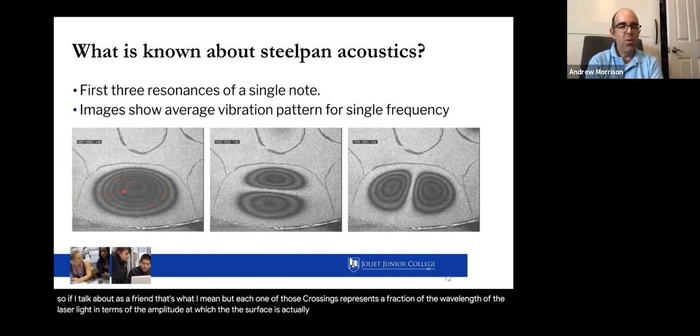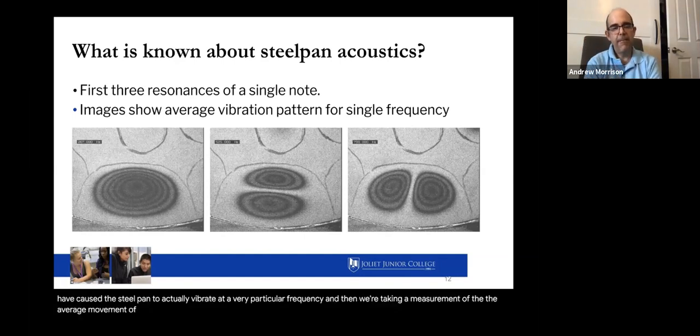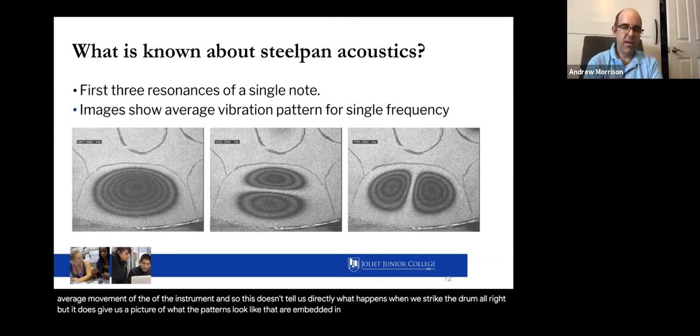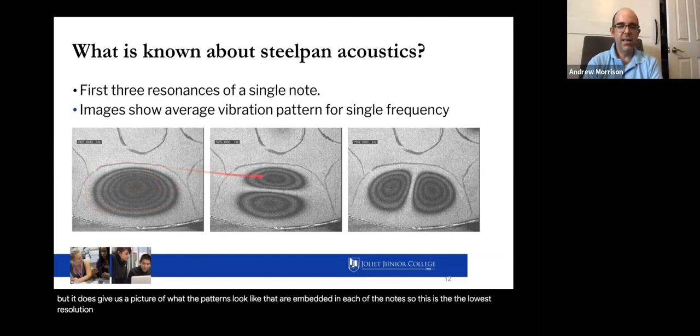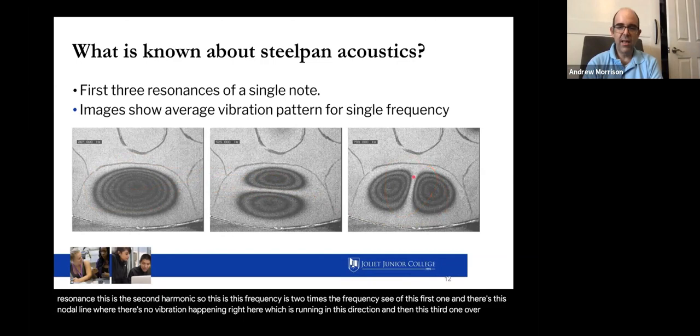So these are examples of a case where we have caused the steel pan to vibrate at a very particular frequency, and then we're taking a measurement of the average movement of the instrument. This doesn't tell us directly what happens when we strike the drum, but it does give us a picture of the patterns embedded in each of the notes. This is the lowest resonance. This is the second harmonic, so this frequency is 2 times the frequency of the first one, and there's a nodal line where there's no vibration, running in this direction. And this third one is the third harmonic, and its nodal line is essentially perpendicular to the other nodal line.